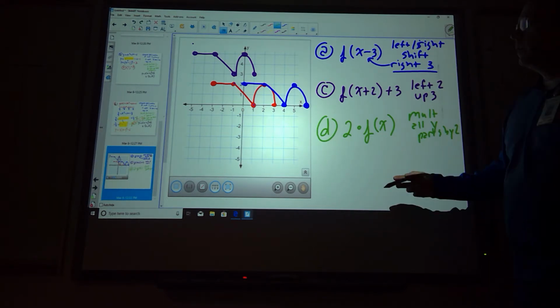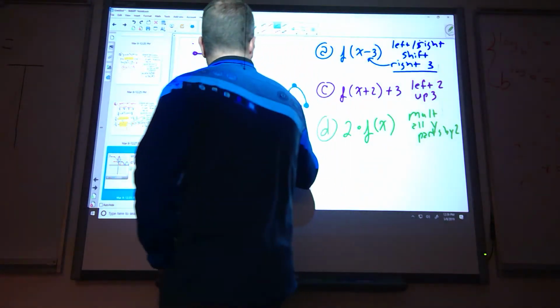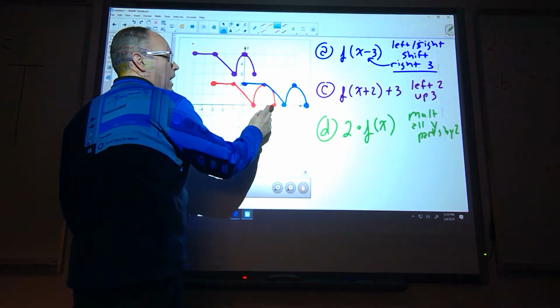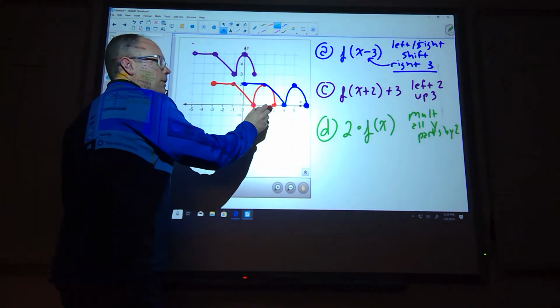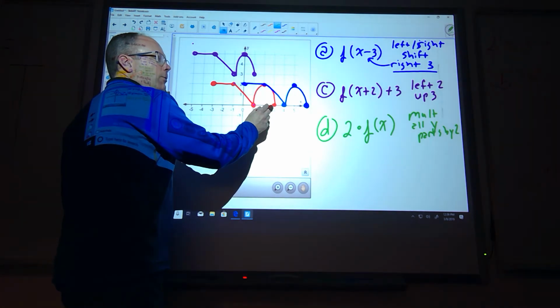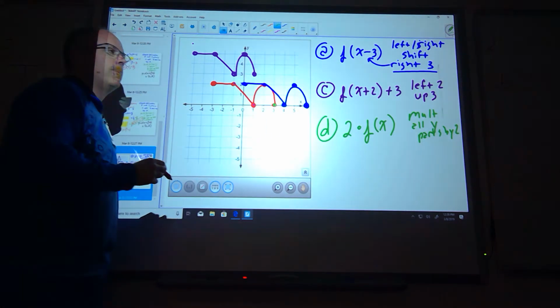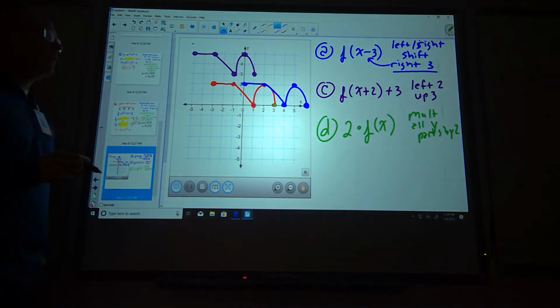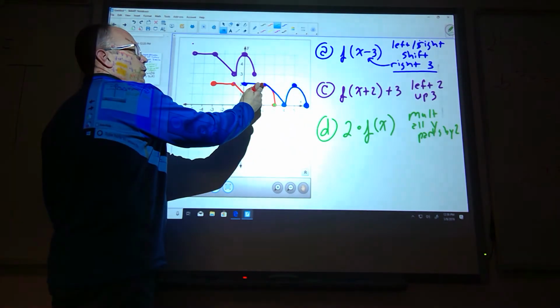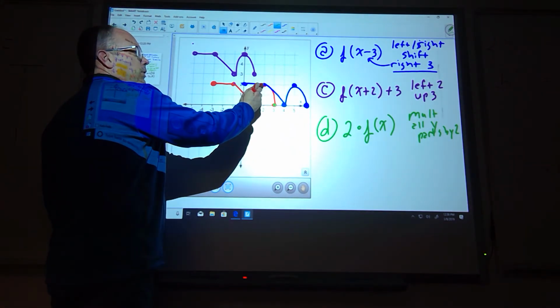Okay, so let's think about what this point is right here. 3, 0. Yes? 3, 0. If I multiply the y value by 2, what's 0 times 2? 0. So that's going to be right there still. Okay. This is 2, 2. So my y value is 2. So if I multiply 2 times 2, I get 4.